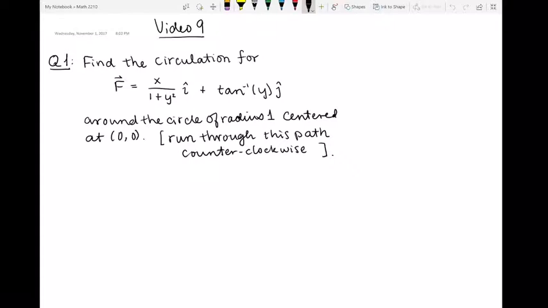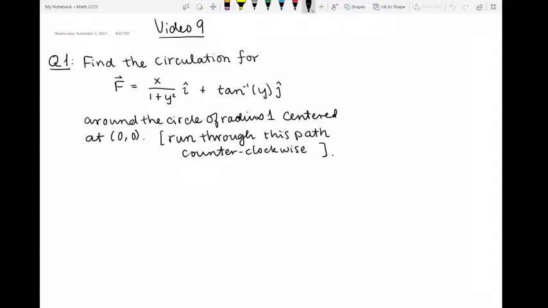We are going to talk about two questions relating to applications of Green's theorem for finding a circulation of contours through vector fields. So our first question says find the circulation for F given by x over 1 plus y squared times unit vector i plus inverse tangent of y times j around the circle of radius 1 centered at 0. And it says to run through this path counterclockwise.